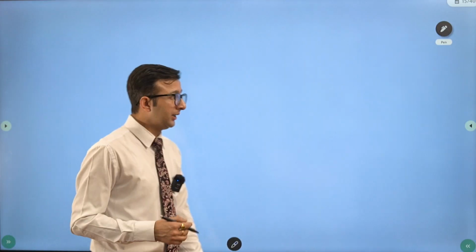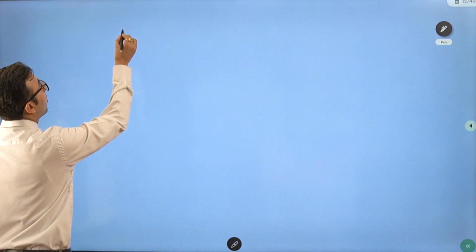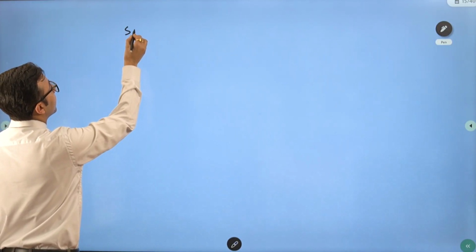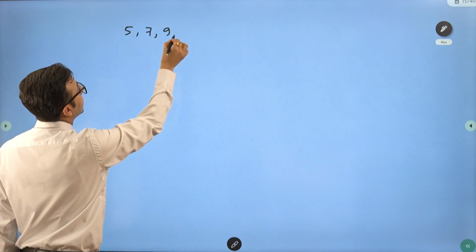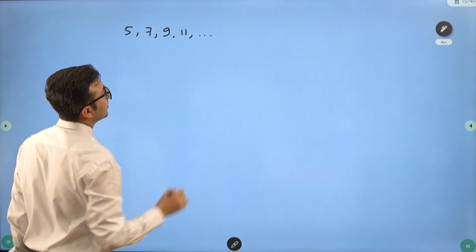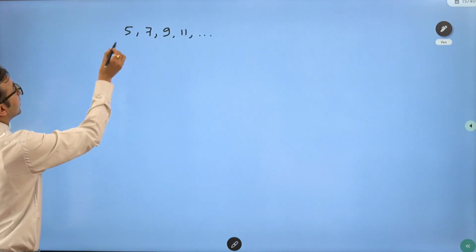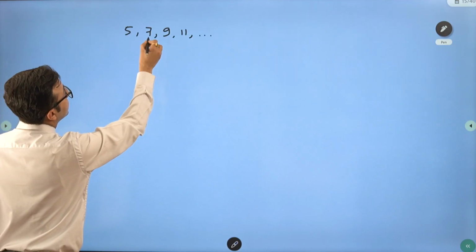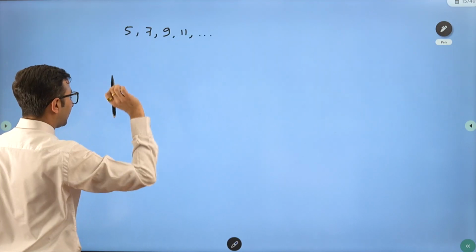Let us take one example. Example of odd numbers. Let's start from 5: 5, 7, 9, 11, and so on. First, you know that the first term is 5, the second term is 7, the third term is 9, then 11.